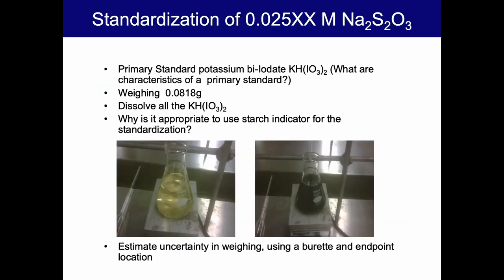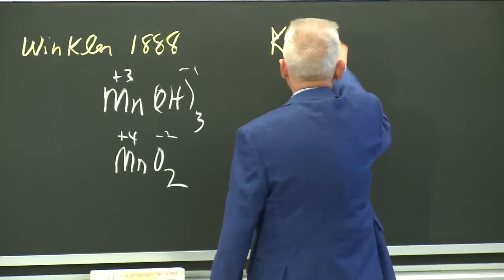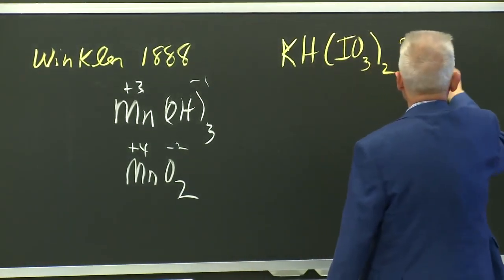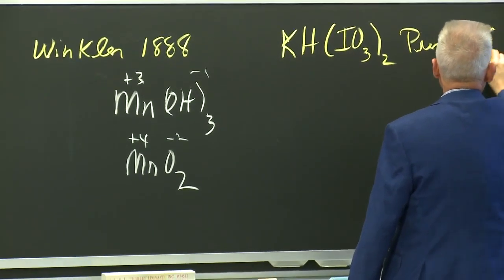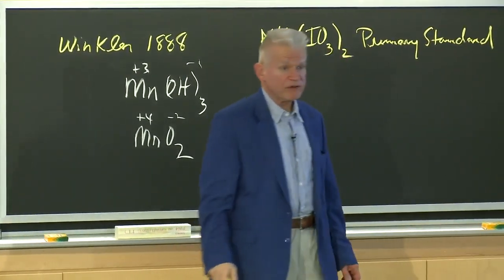So let's take a look at your first day, which is the standardization of the thiosulfate. We have to know exactly what the concentration of that is when we titrate the river water to actually home in on the exact concentration. So we're going to be using a primary standard, potassium biiodate. Does anybody know what the qualities of a primary standard are?